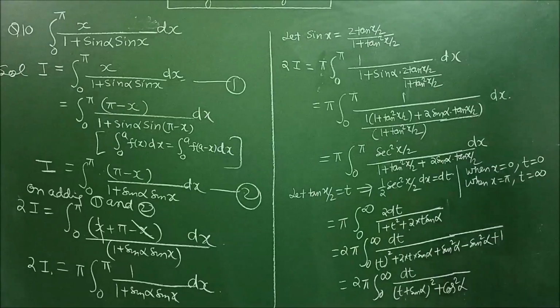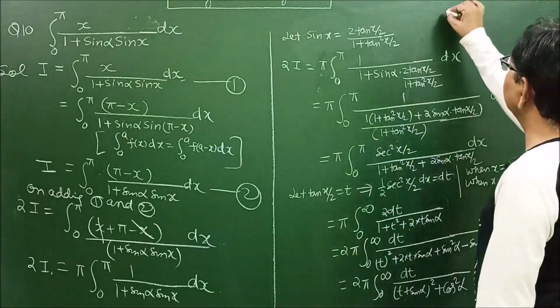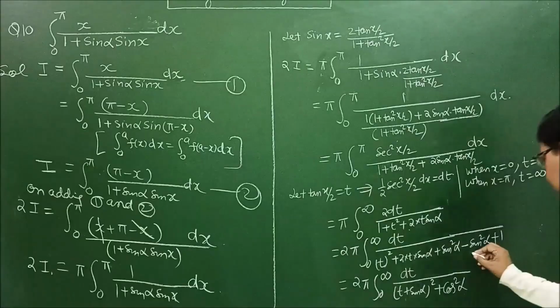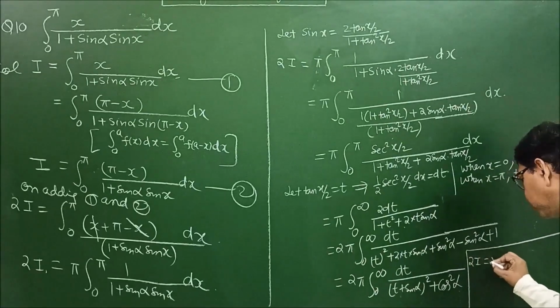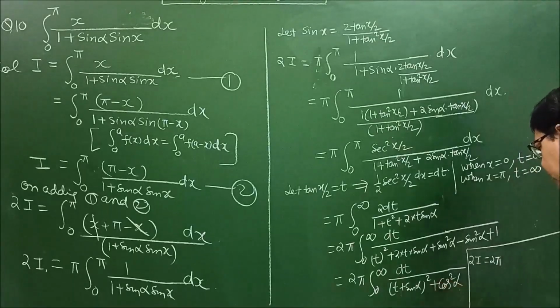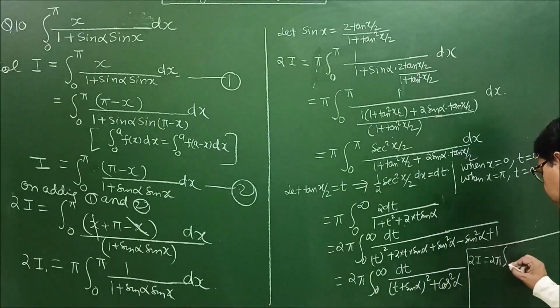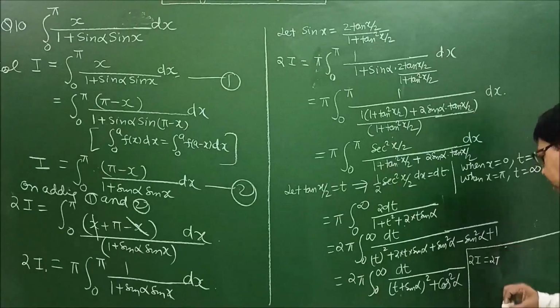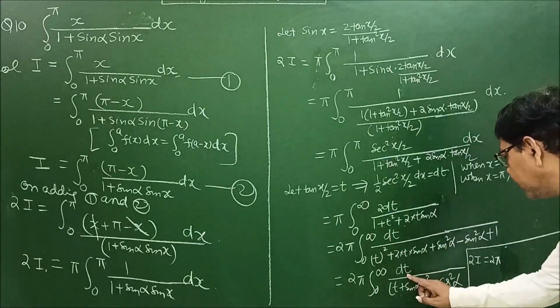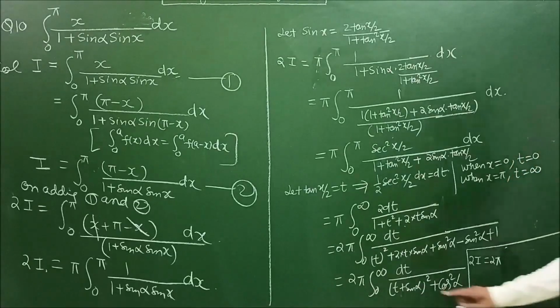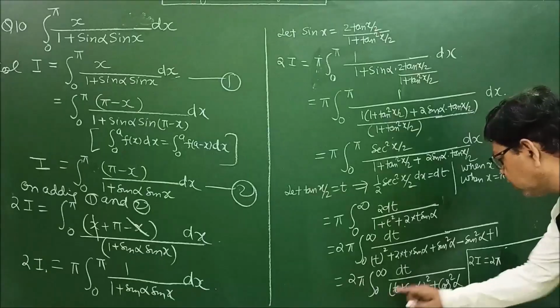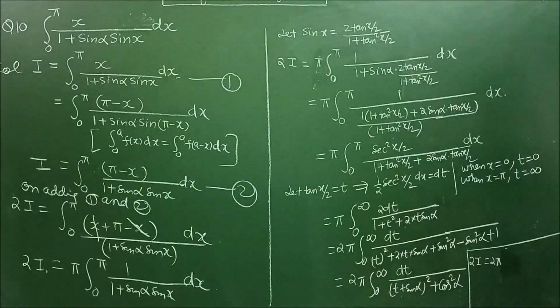Now this integral is in the form of dx upon x square plus a square, so I can write 2I is equal to 2 pi times the integral from 0 to infinity of dx upon x square plus a square, because this is a constant and t has coefficient 1, so directly we can apply the formula.